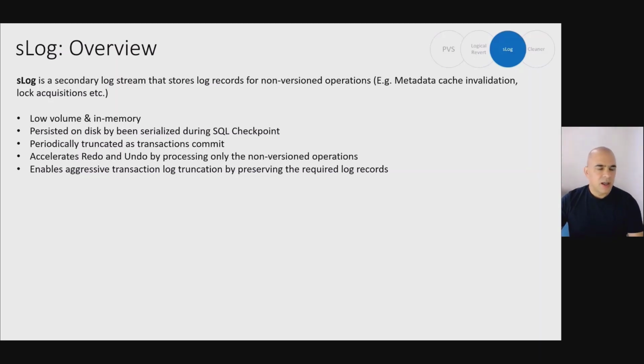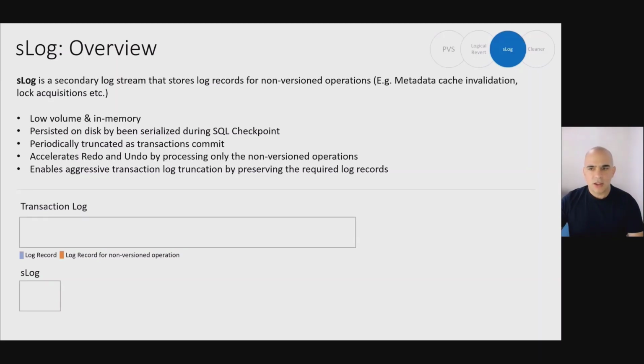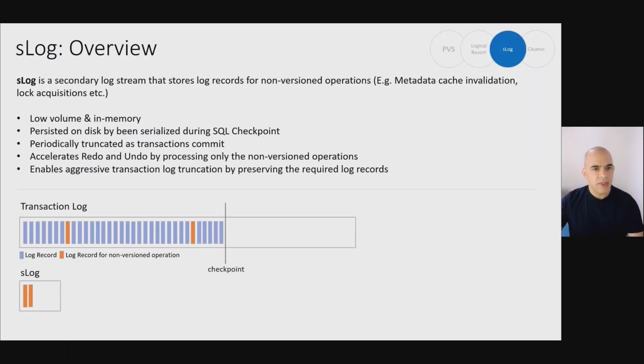And the benefits are slog is a key part to accelerate redo and undo by processing only the non-version operations, and enables aggressive transaction log truncation by preserving the required log records. So you can imagine this is the transaction log, and then there are log records coming in. As soon as we see a log record for non-version operation, lock acquisition, we copy that into this slog memory stream. And then on the next checkpoint, we persist those records back into the transaction log.